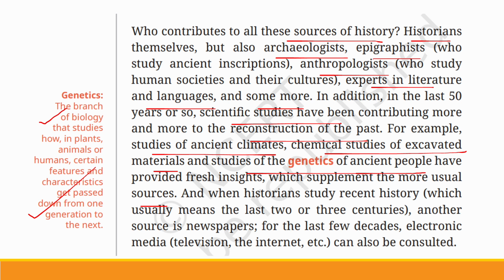And when historians study recent history, which usually means the last 2 or 3 centuries, another source is newspapers. For the last few decades, electronic media, television, the internet, etc. also can be consulted. So newspapers, then electronic media like television, internet, etc. are also sources of history.